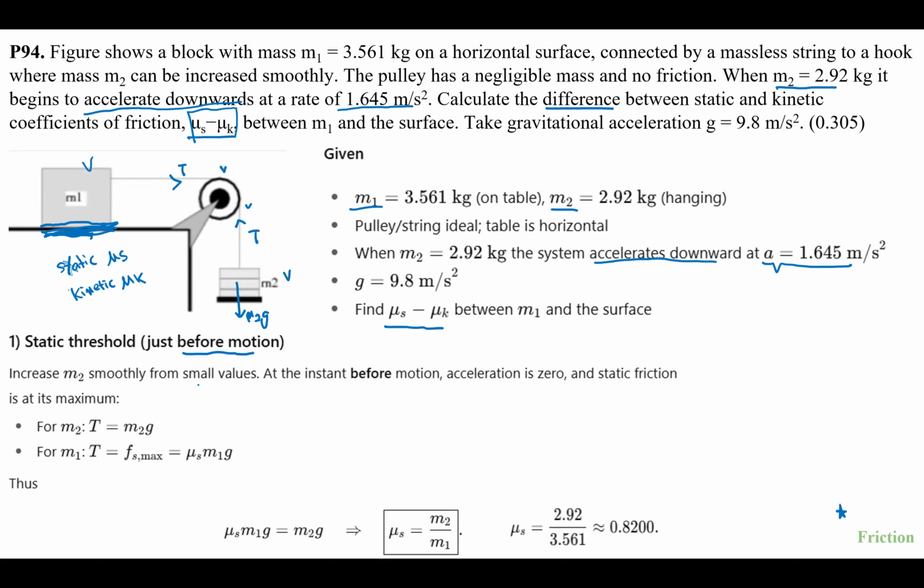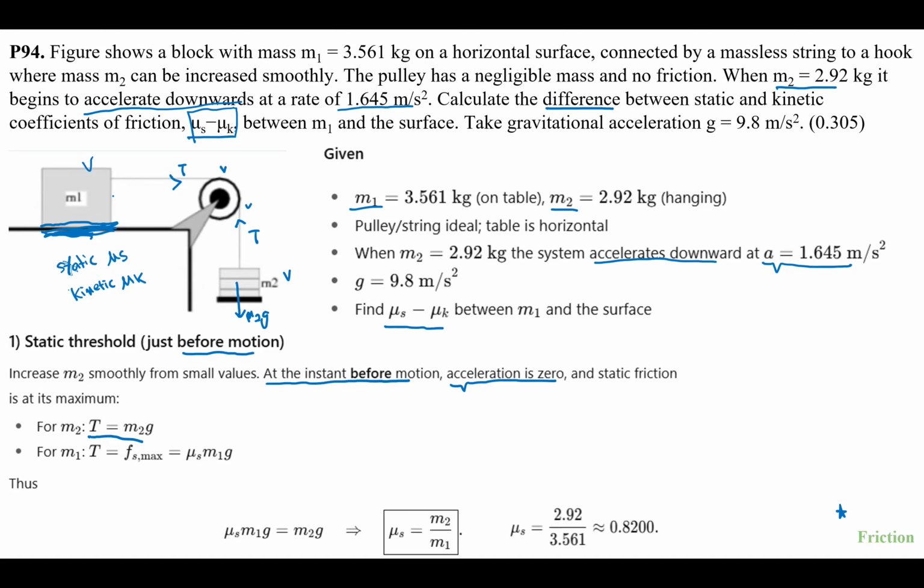So note that at the instant before any motion, acceleration is 0, and the static friction is at its maximum. And then, since it is not moving, tension and the M2g, the gravitational force, should cancel out. And for the M1, it doesn't move.